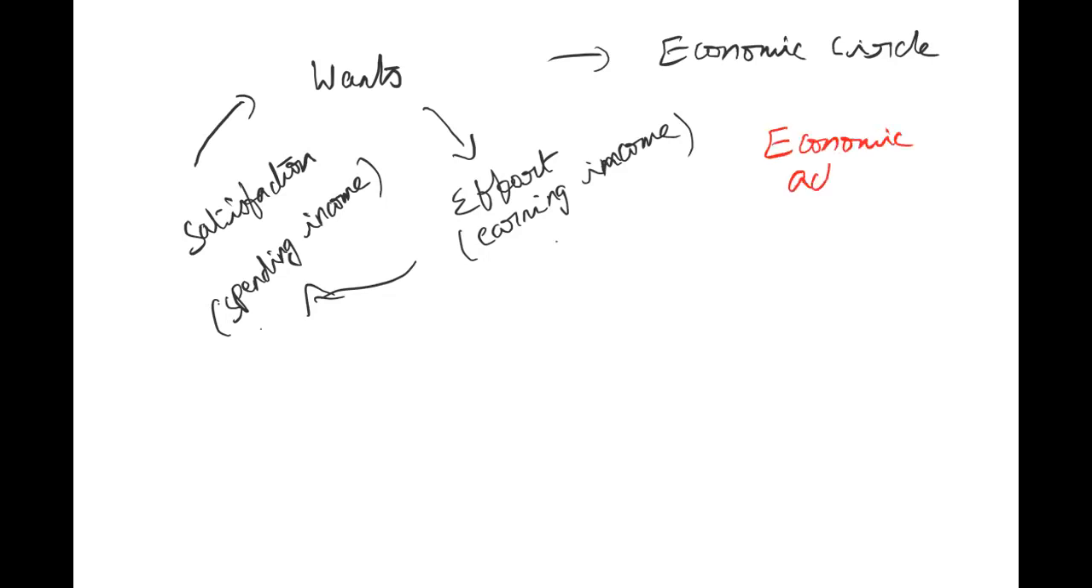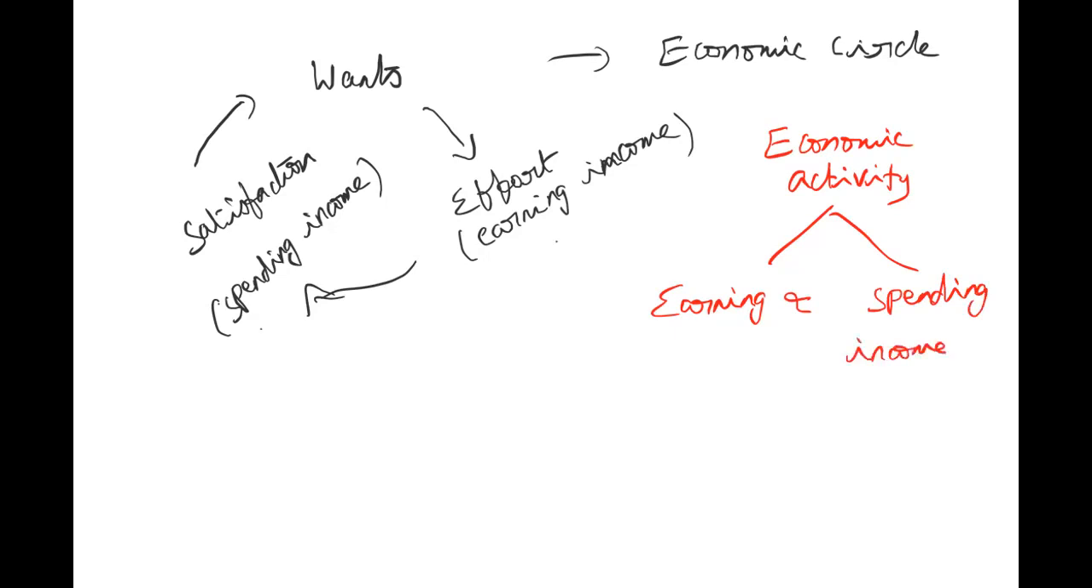So what is an economic activity? That is earning and spending income in order to satisfy our wants. So wants lead to efforts, efforts secure satisfaction, and economic activity is centered around these wants, efforts, and satisfaction. So this is what is known as economic activity.